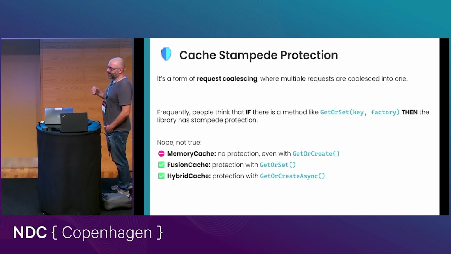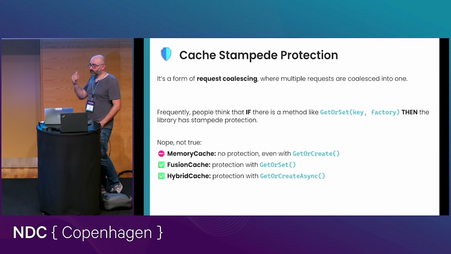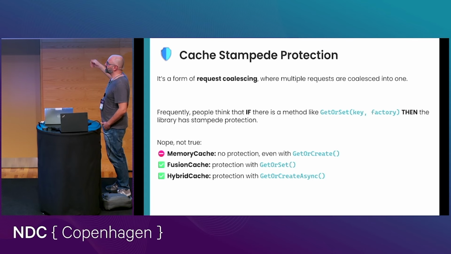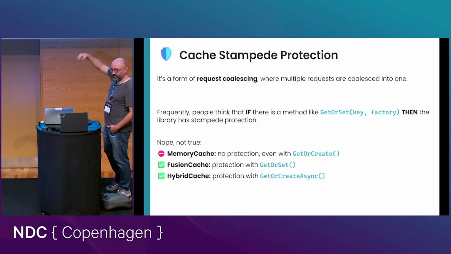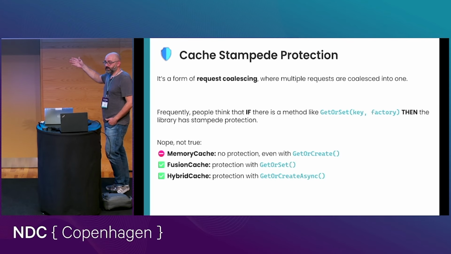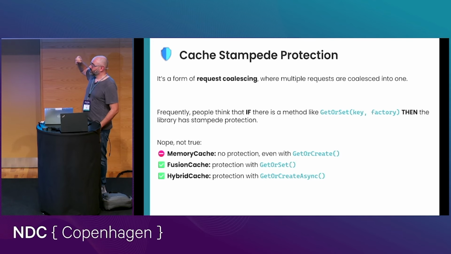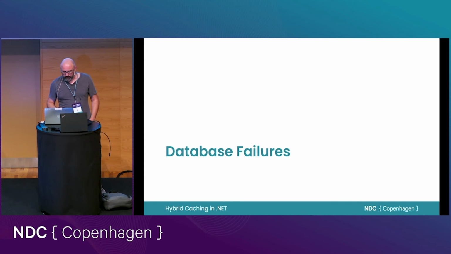And the thing is that sometimes, actually a lot of times, people think that if the library they are using has a method called get or set or similar, then they will be protected from stampede. And this is false. So much so that the most prominent example is MemoryCache. MemoryCache does not protect you from cache stampede. So 1,000 requests, 1,000 database queries, no protection. On the other hand, FusionCache and HybridCache, the one by Microsoft, fully protect you from cache stampede. Keep this in mind when you are caching something: check the library to see if it protects you from cache stampede.